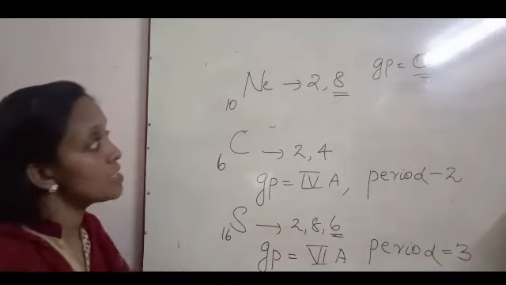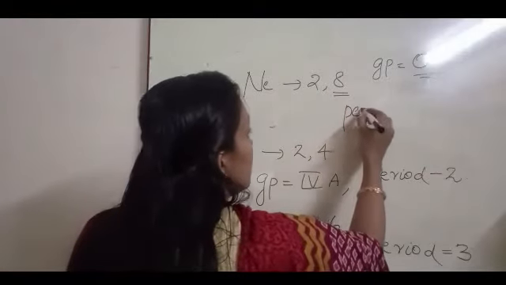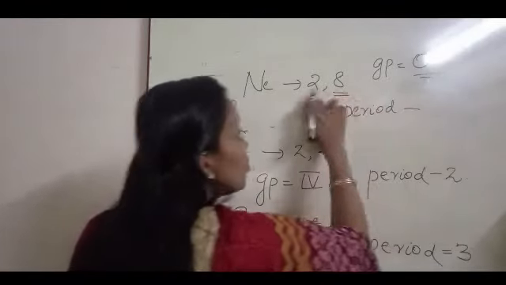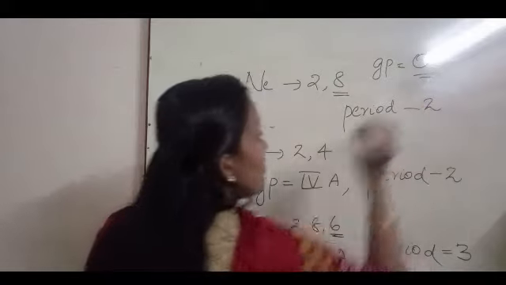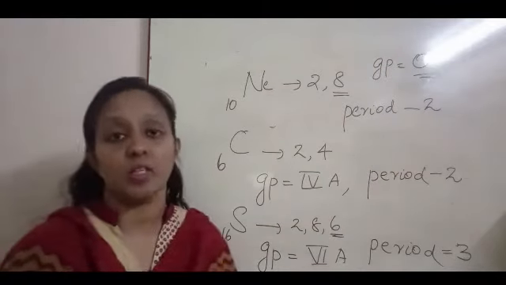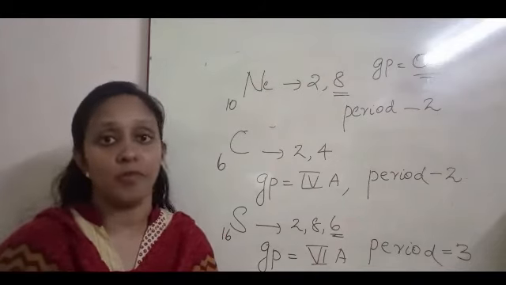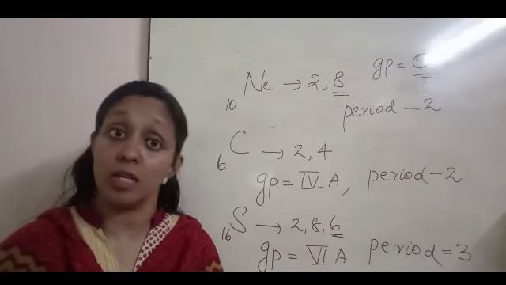Now, the next thing is the period to which it belongs. 2 shells are used. So it belongs to period number 2. Have you followed, children? So this is the way that we try to identify the position of an element in the periodic table. You have to write this also in your notebook. Moving on to question number 13.